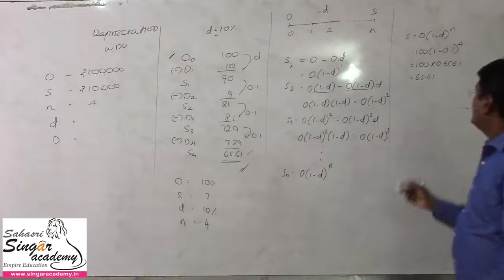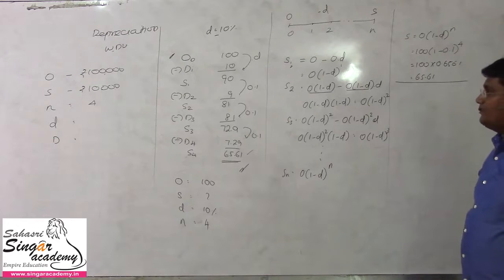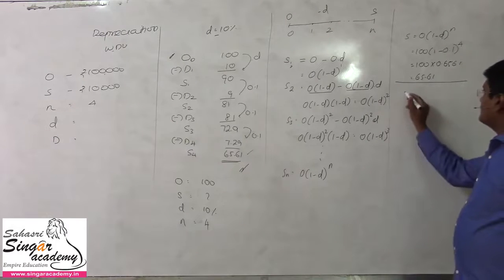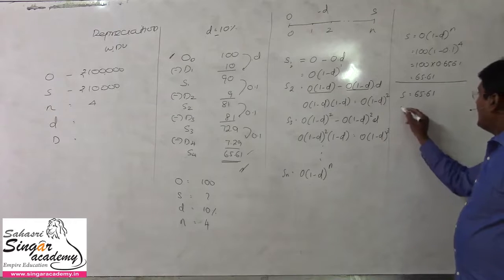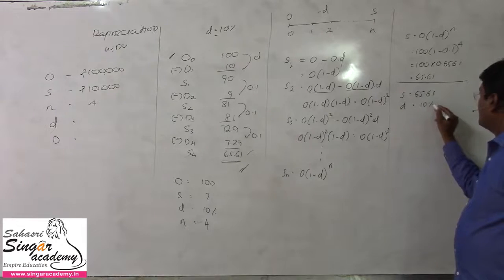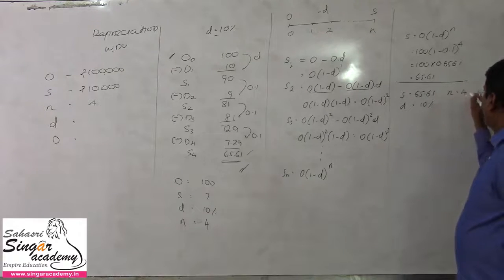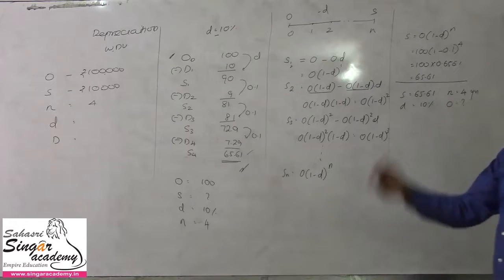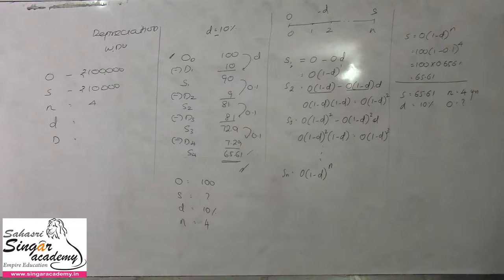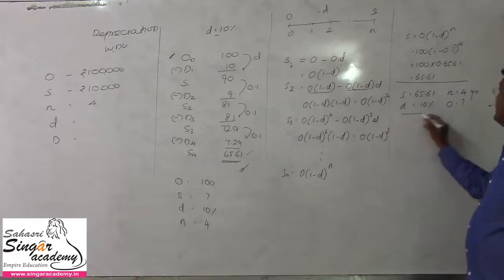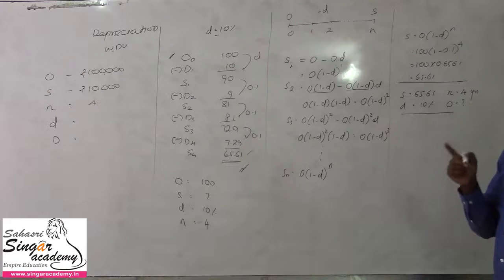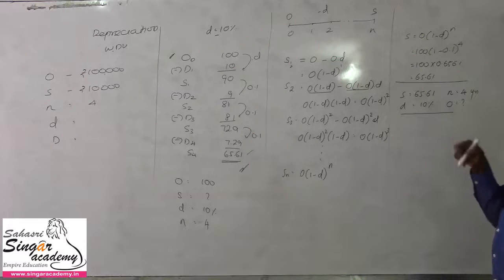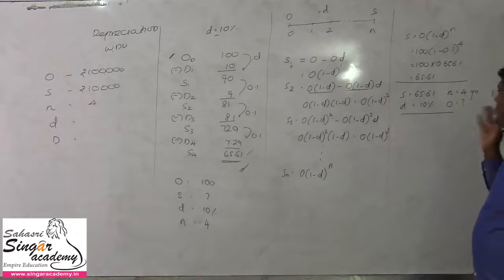Suppose in the illustration, let's swap it around. Scrap value 65.61 and rate of depreciation being 10%, number of period 4 years. Then what about the original value, if asked in reverse? Again you can substitute in the same formula. S is equal to O into 1 minus D to the power n, or O is equal to S divided by 1 minus D to the power n. Both ways it will work.